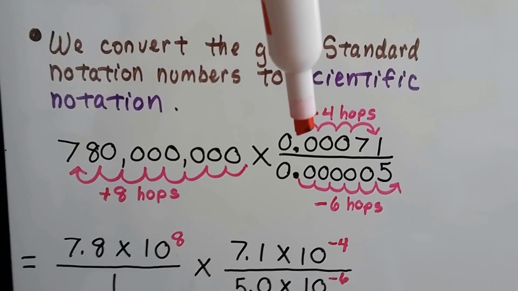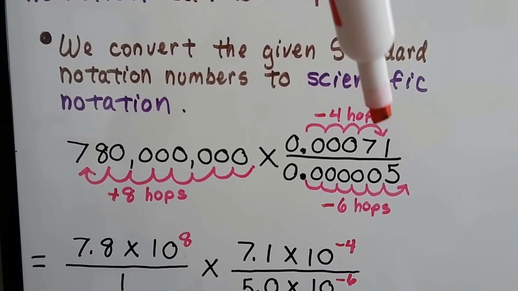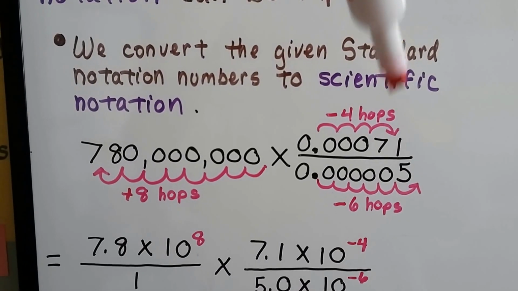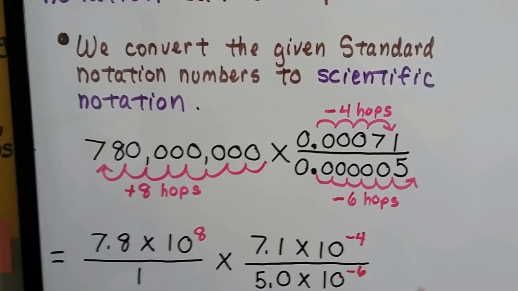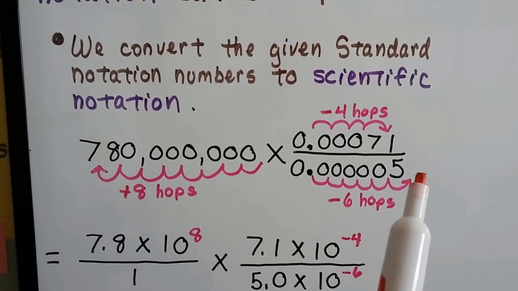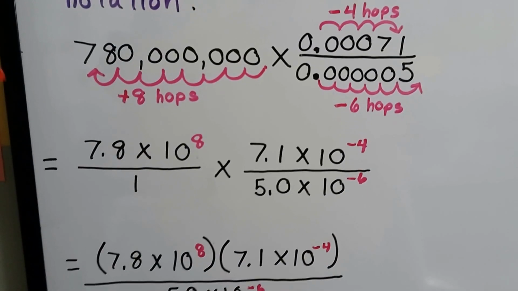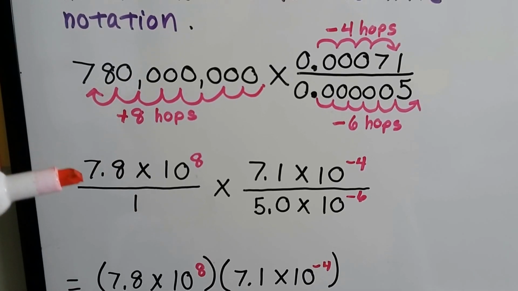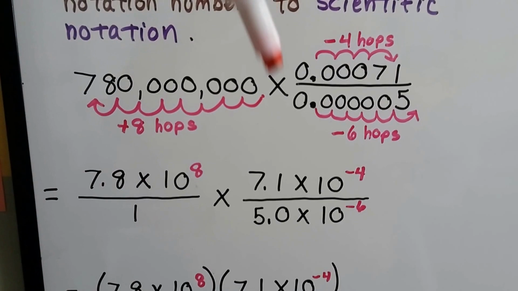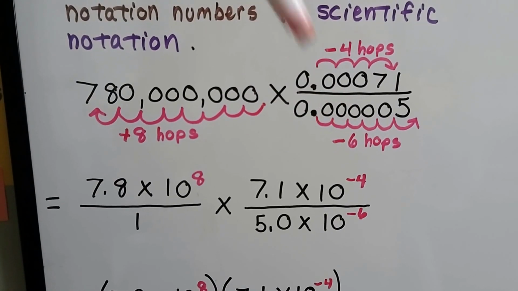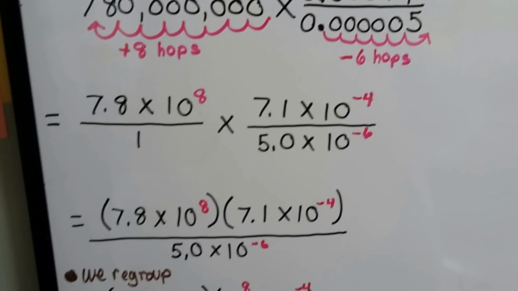And if our numerator is a decimal like this one, we can move it -4 hops in between the 7 and the 1, and our denominator can move -6 hops to behind the 5, because we need one digit to the left of the decimal, don't we? Now we have 7.8 times 10 to the 8th, and we can write it over a 1 so we can do our multiplication straight across. And 7.1 times 10 to the -4 over 5 times 10 to the -6.